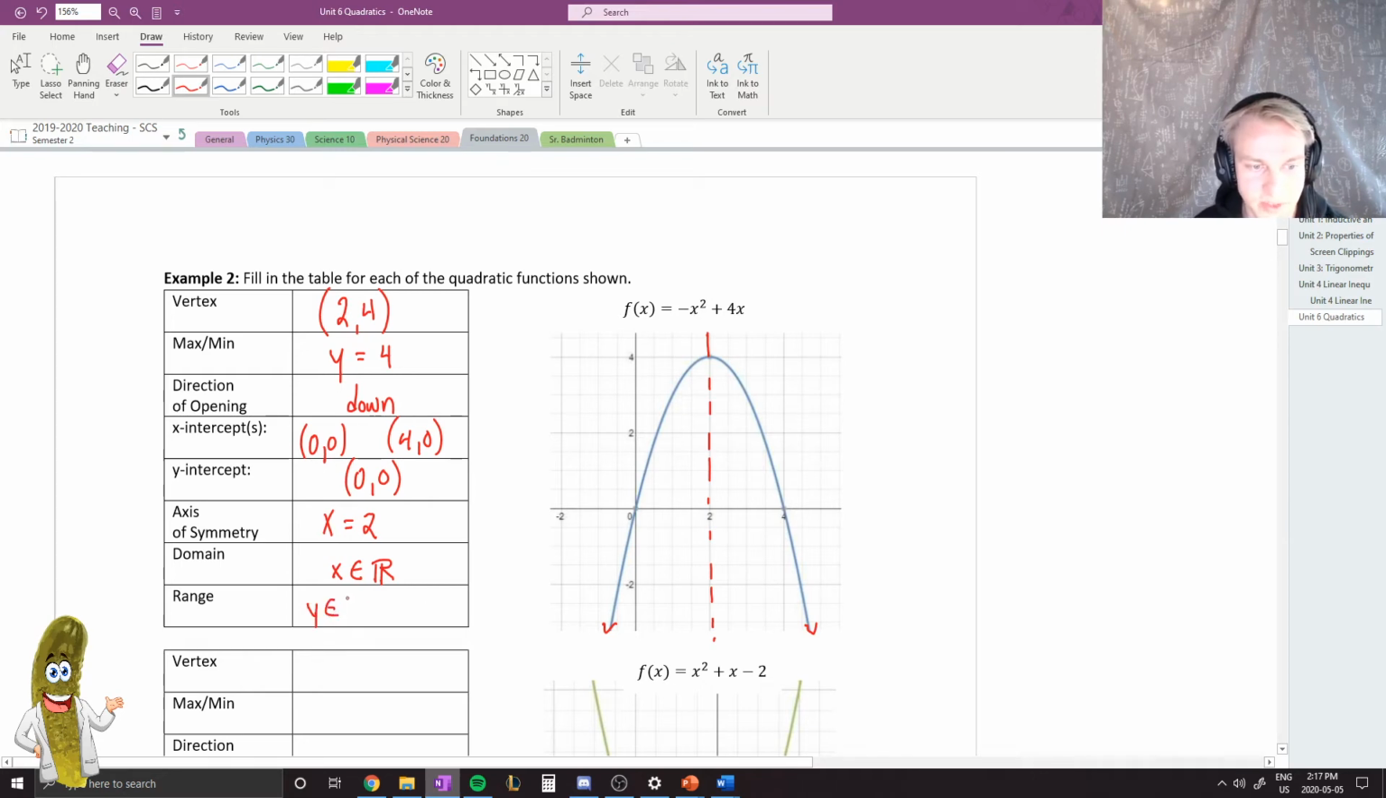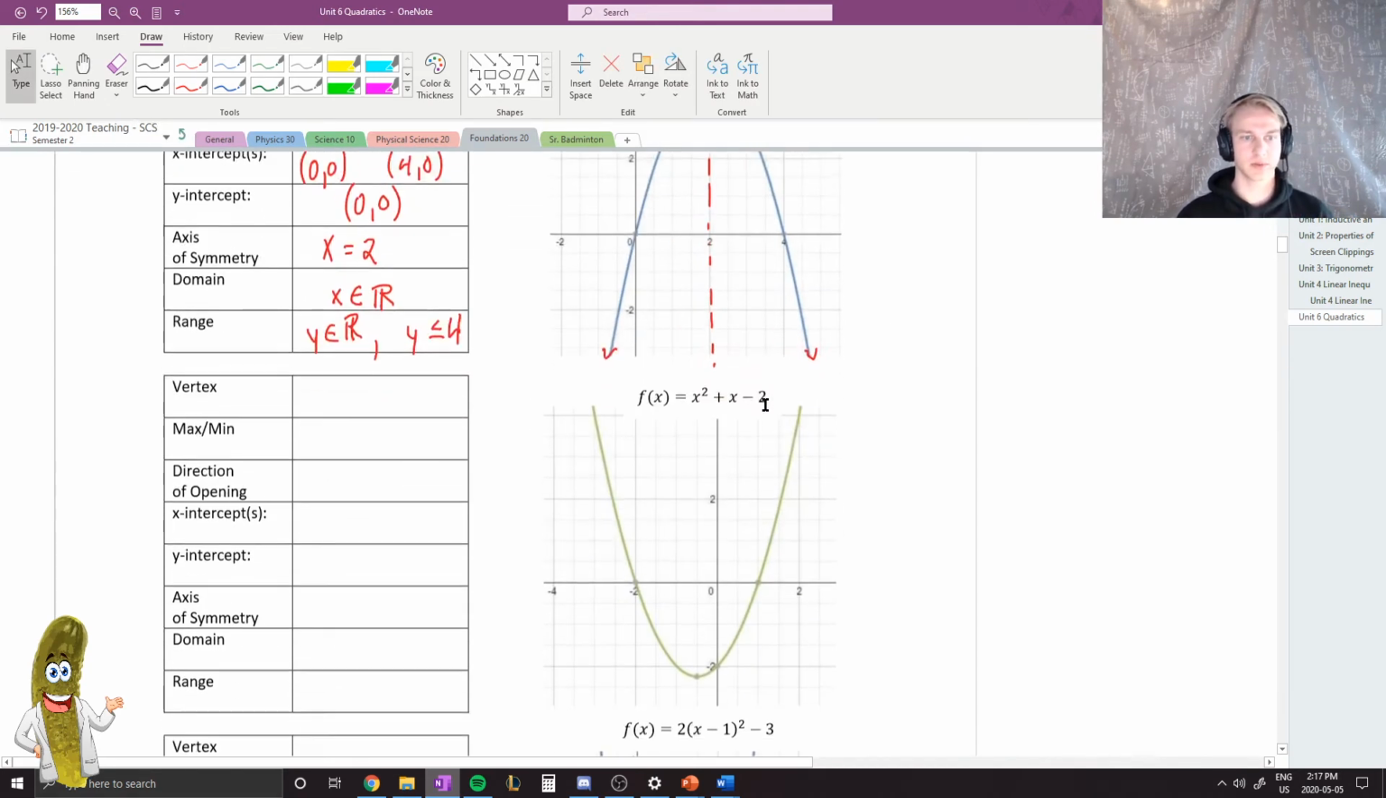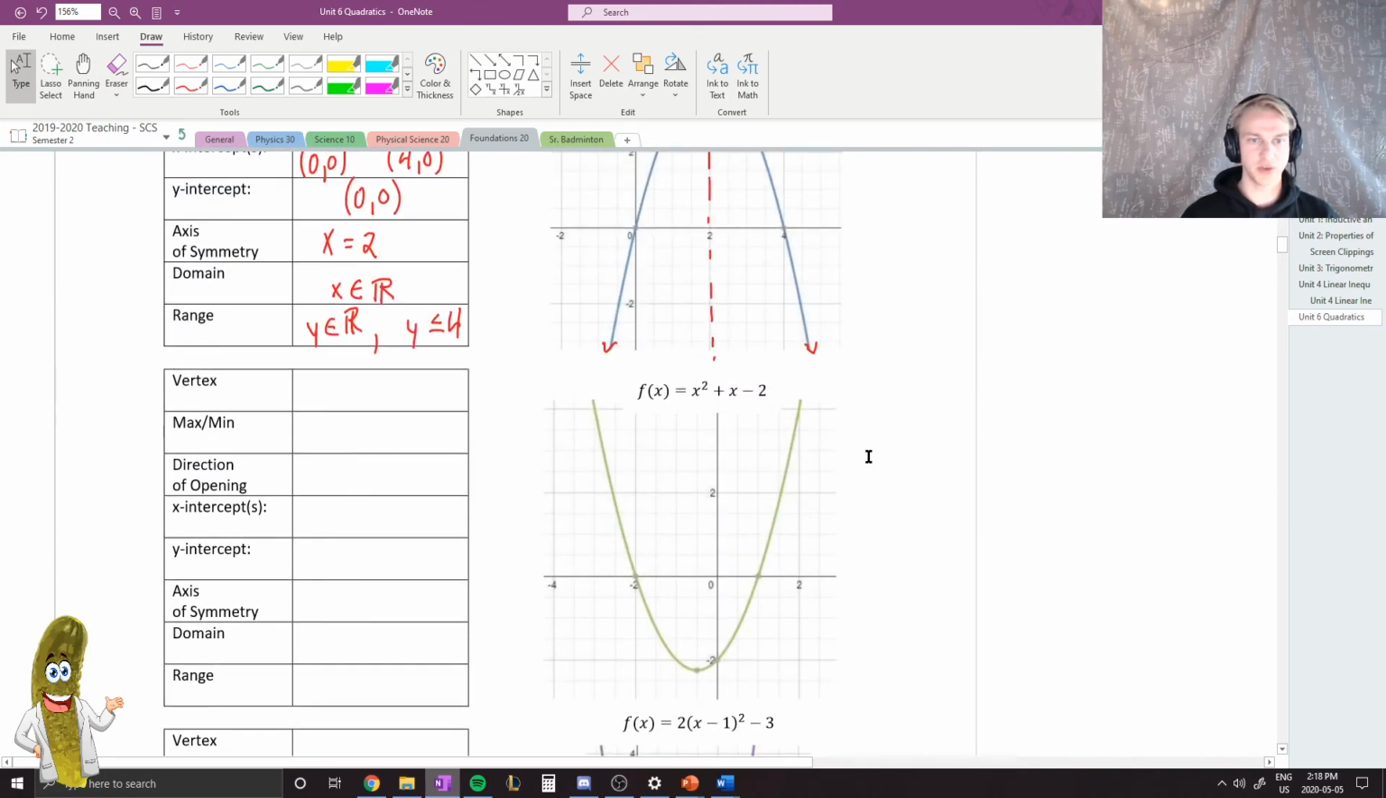That's one of the components of the range for sure. Can y be... Nice. Less than or equal to... Oh, not 0. That should say 4 there. Less than or equal to 4. Lovely. Nice work, everyone. So we're going to do 2 more of these.